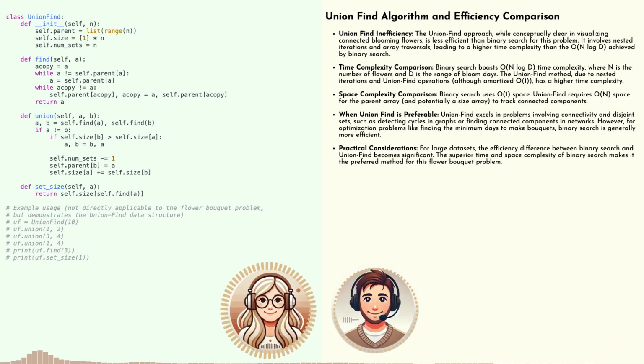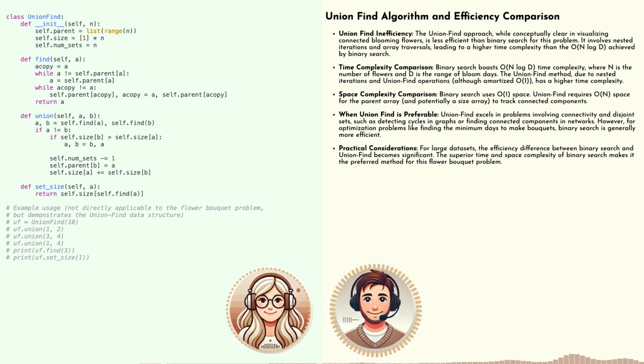Precisely. Now you might be thinking, if Union Find can solve this problem, why isn't it always the best way to go? Great question. It seems pretty clever. It is, but it has its downsides. All those union and find operations we're doing can actually take a bit of time, especially when you have tons of flowers. So it's not as efficient as binary search. Not usually, no. Binary search, with its logarithmic time complexity, tends to be much faster, especially when dealing with lots of flowers and a big range of bloom days.